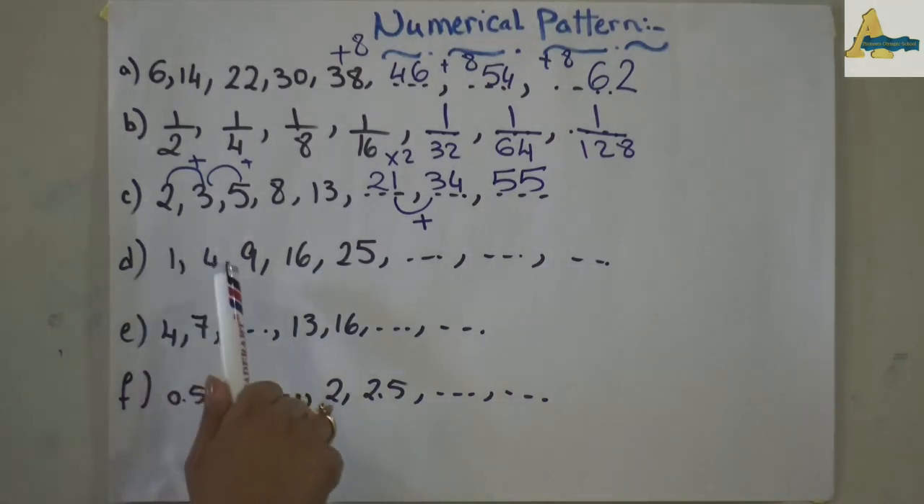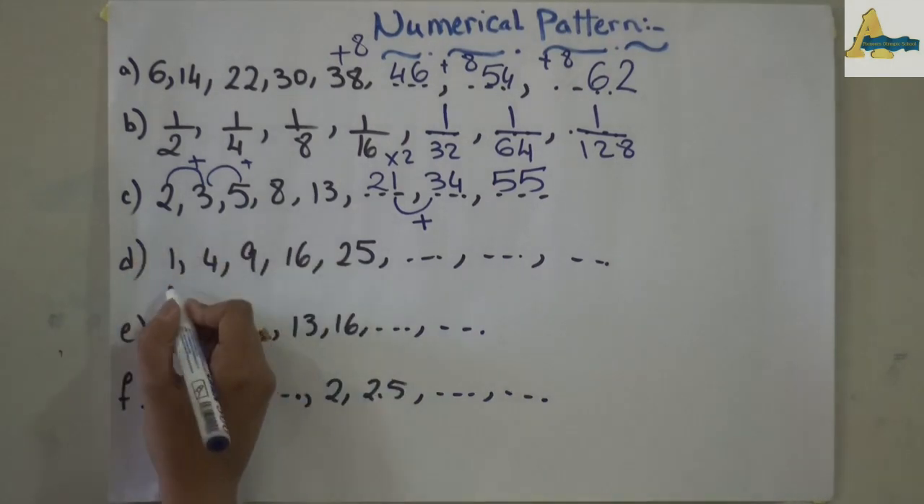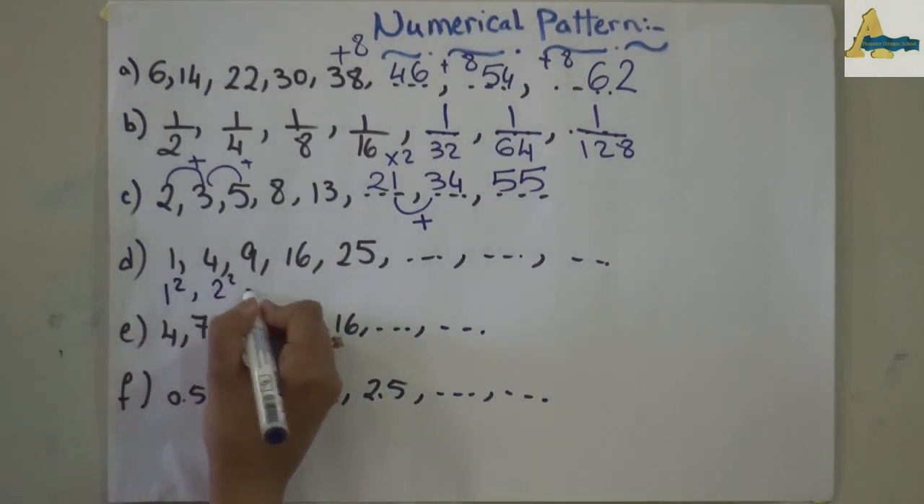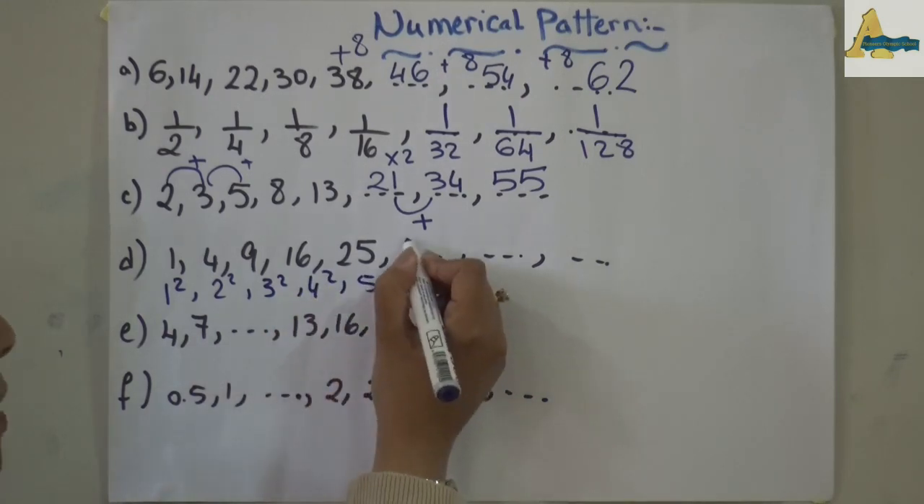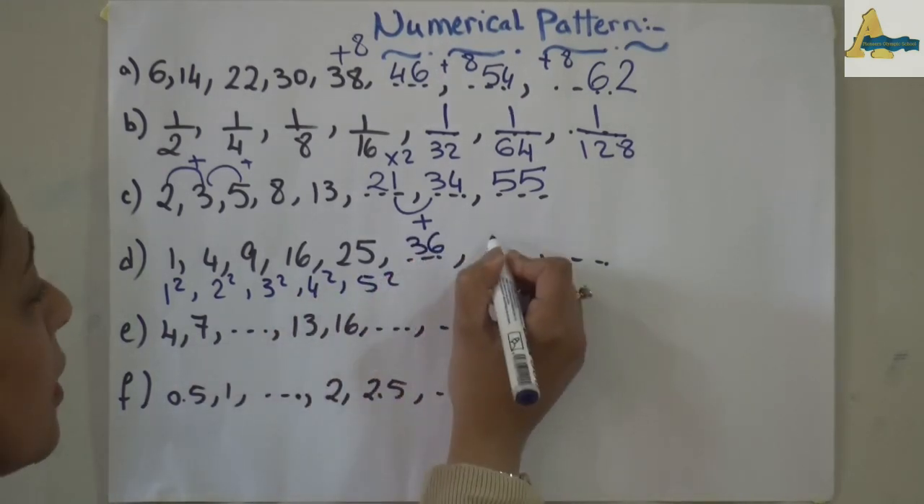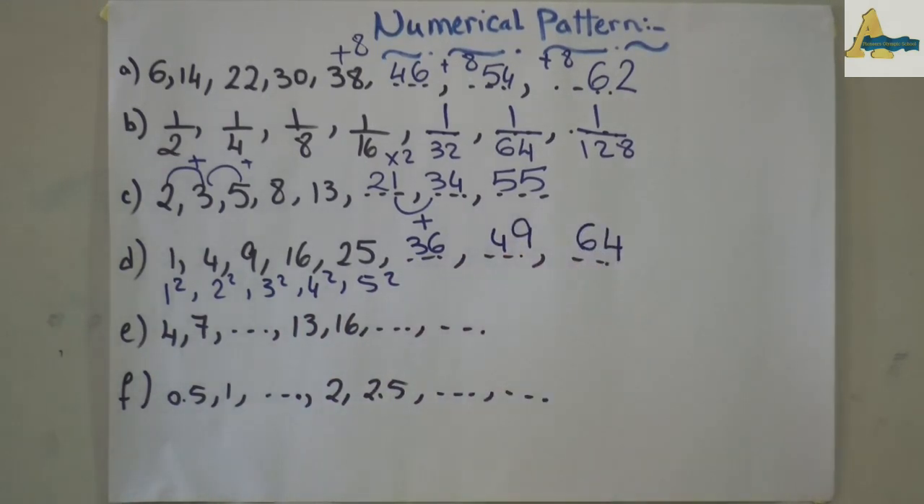Here, 1, 4, 9, 16, 25. It means that here 1 squared, 2 squared, 3 squared, 4 squared, 5 squared, 6 squared will be 36, 7 squared 49, 8 squared 64.